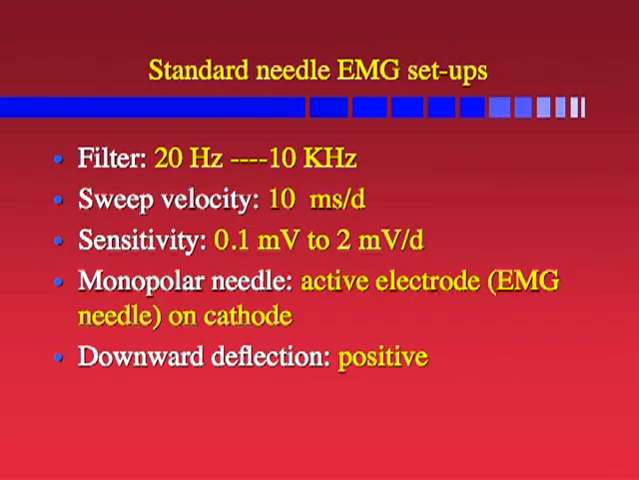These waveforms have been selected from among many obtained in the UAB EMG Laboratory over a 30-year period on the basis of their typical characteristic shapes and sounds. We have used the standard needle EMG setups, filter setting from 20 Hz to 10 kHz, and sweep velocity of 10 milliseconds. Sensitivity varies depending on the waveform, ranging from 0.1 millivolts to 2 millivolts. Downward deflection is positive. With monopolar needle recording, this assumes that an active EMG needle electrode is placed on the cathode. For further information about the characteristics of EMG waves and sounds, please consult Chapter 5, Needle EMG.